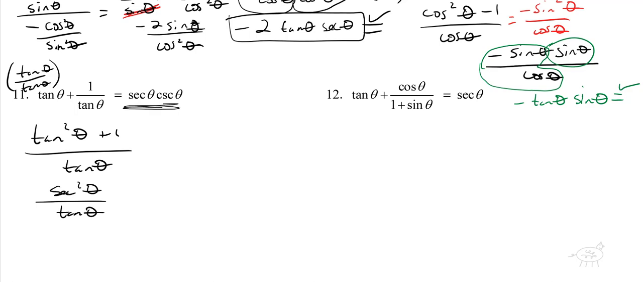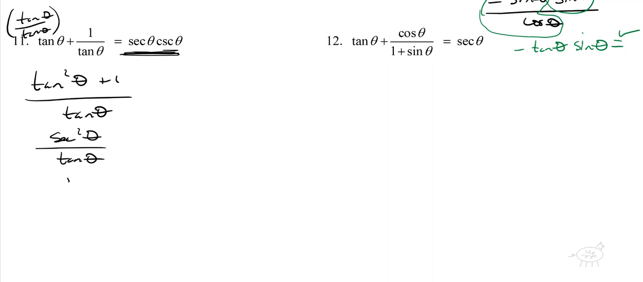Now remember, your goal is to get that. Well, I don't know what to do with that tangent of theta. You guys should all be shouting out, sines and cosines, Mr. Curtis. And I'm like, that's right. And including that secant, right? So I'm going to do 1 over cosine squared of theta divided by sine squared of theta over cosine squared of theta.